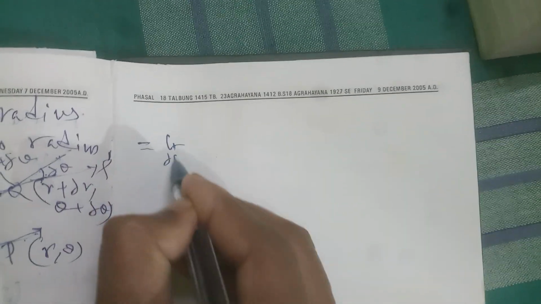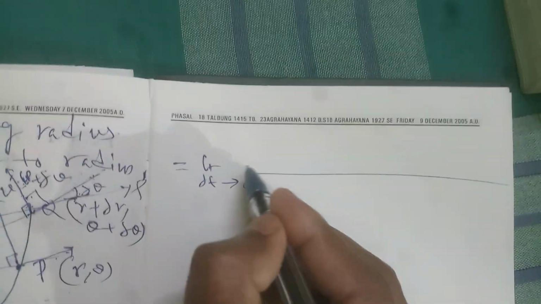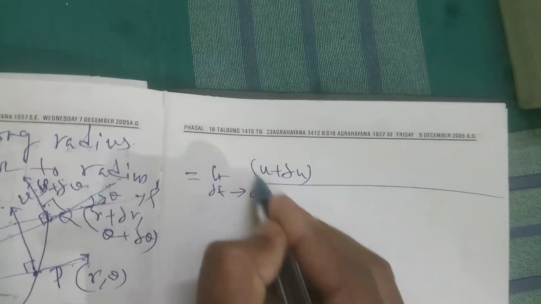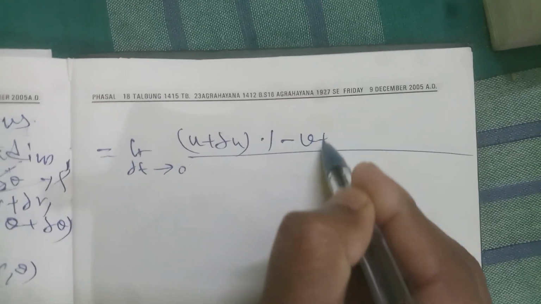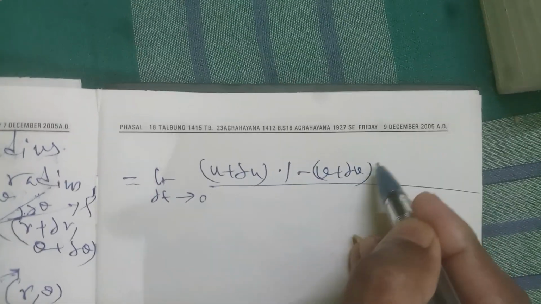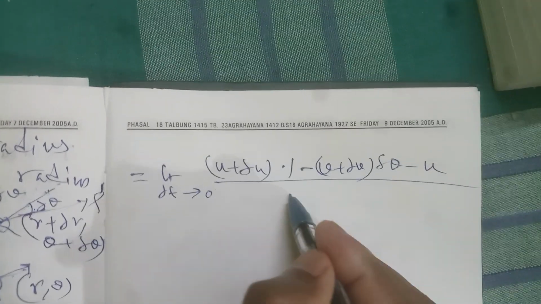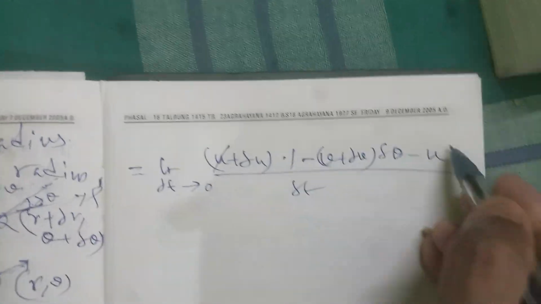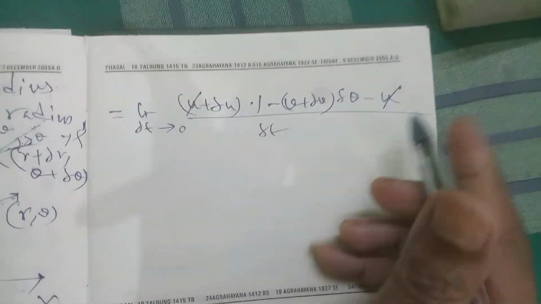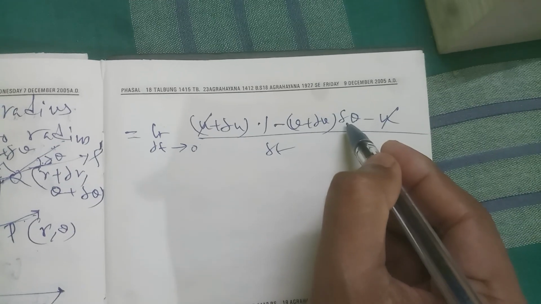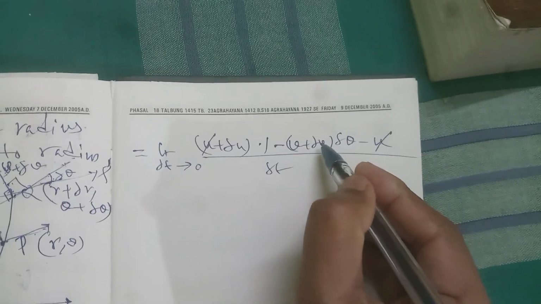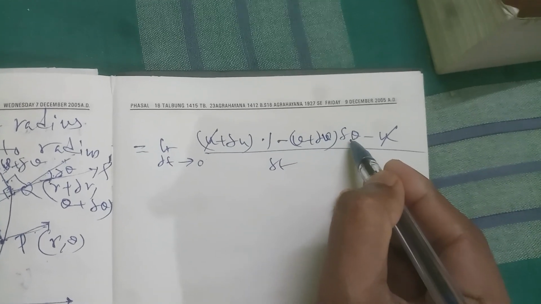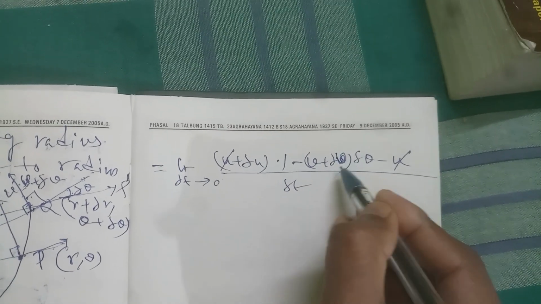The limit delta t tends to 0 of u plus delta u into 1, minus v plus delta v into delta theta, minus u, all over delta t. Now this u and this u are cancelling each other. Delta v and delta theta are very small quantities, so we neglect the product of delta v and delta theta. Let us ignore this product.